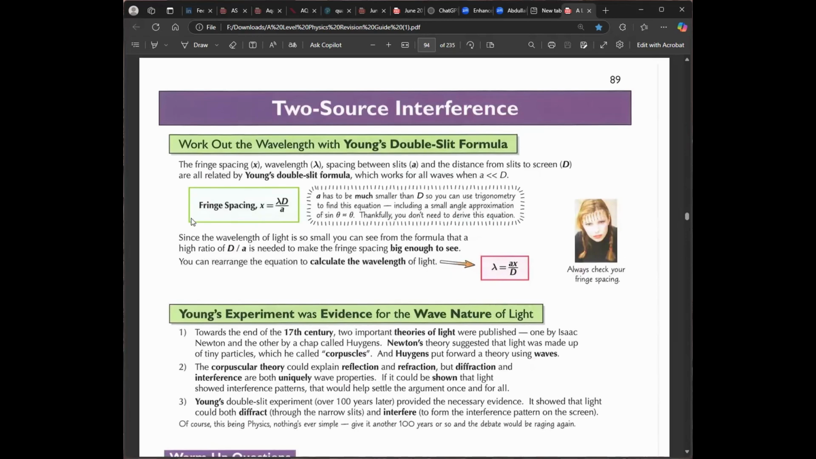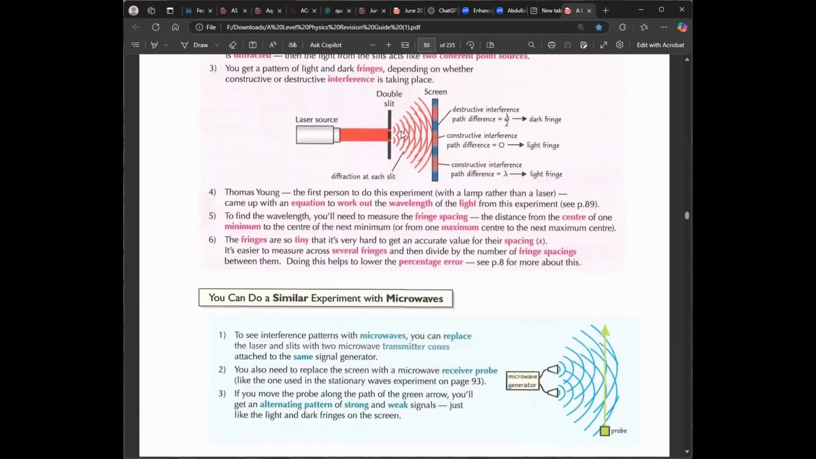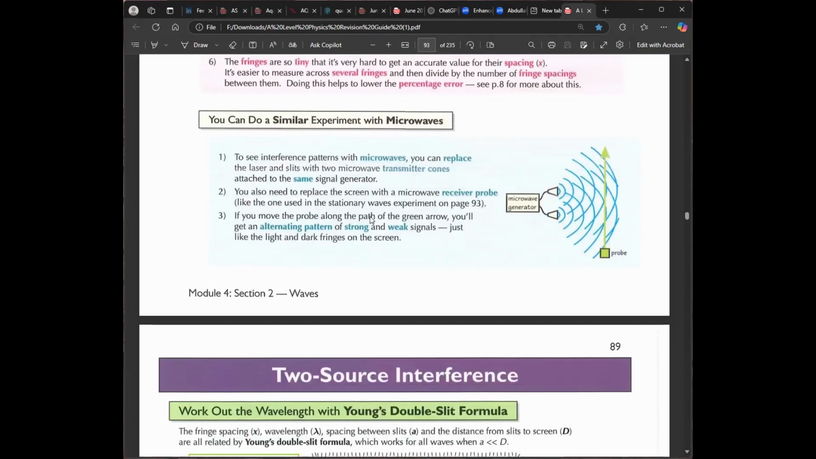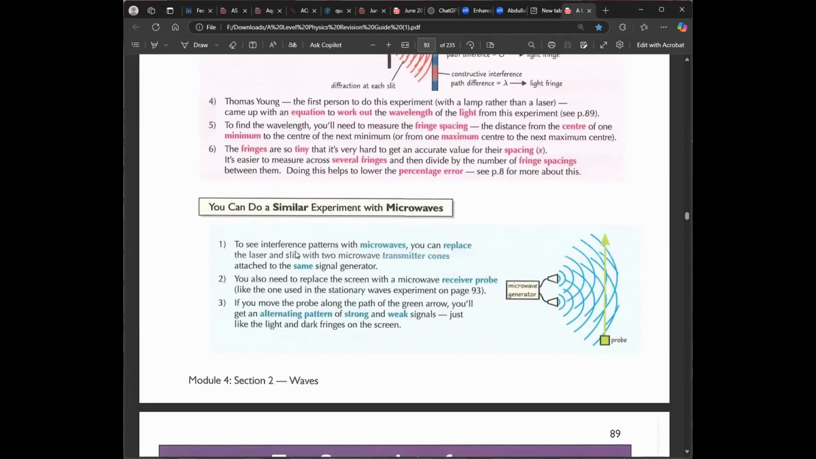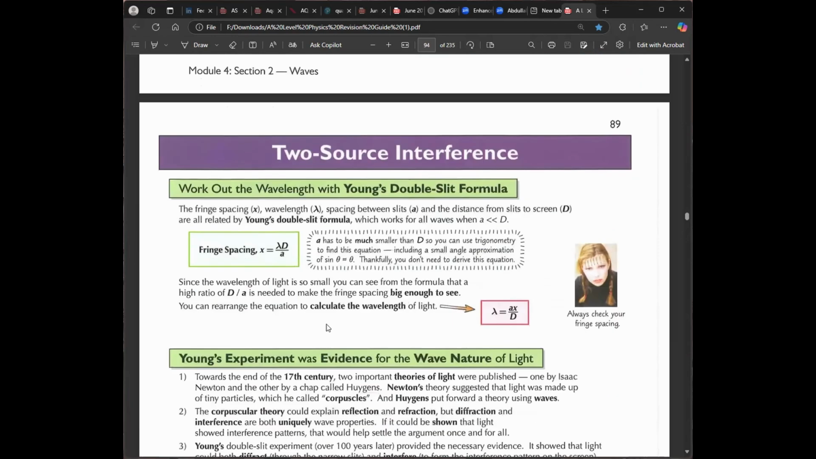This is just a formula that you should know. You don't need to know how to derive it. You should know that this formula holds for this. You can prove this formula using trigonometry, but I think in your case you don't need to do it. You should just know the formula. X is the spacing of these fringes. Lambda is the wavelength. Both of the slits would have the same wavelength of light going through them.